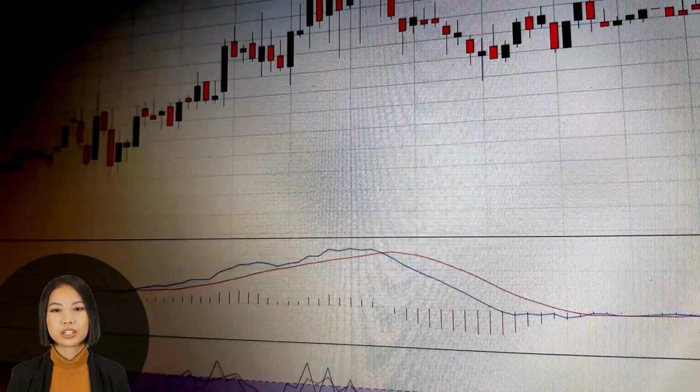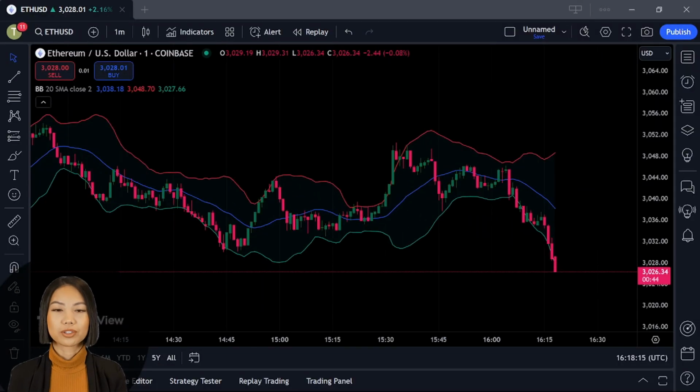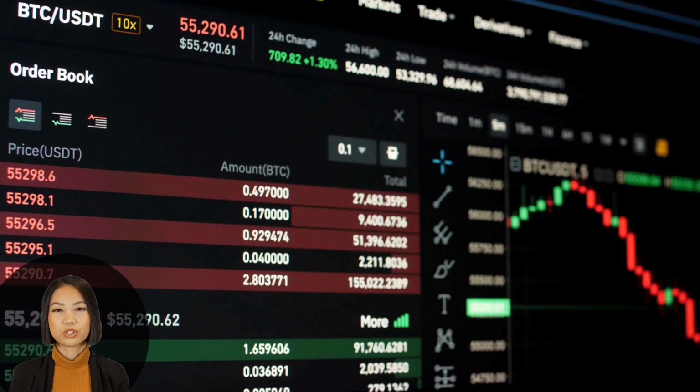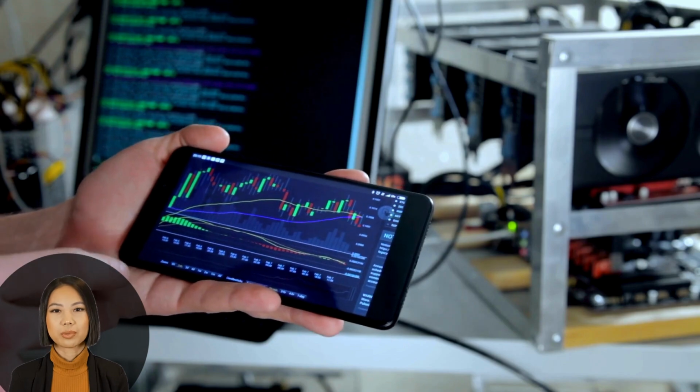Did you know there's one indicator that crypto traders recommend above all others? It's Bollinger Bands. That's right. Seasoned crypto traders swear by this tool, using it to uncover hidden signals and stay one step ahead in the market.